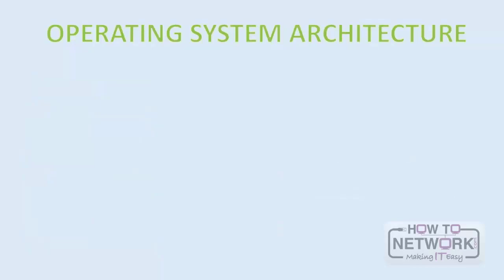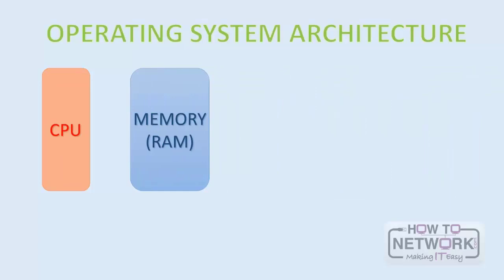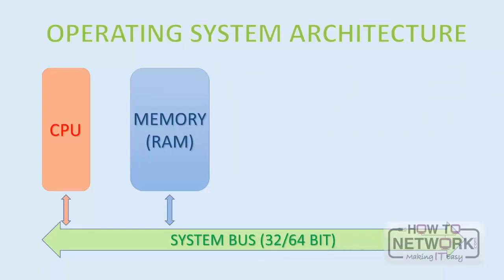The operating system architecture is made up of the CPU. This is the central processing unit. Memory, such as RAM, is random access memory, which the CPU uses to allocate its processes. All these are connected by the data bus. This is the channel in which the information is transmitted.